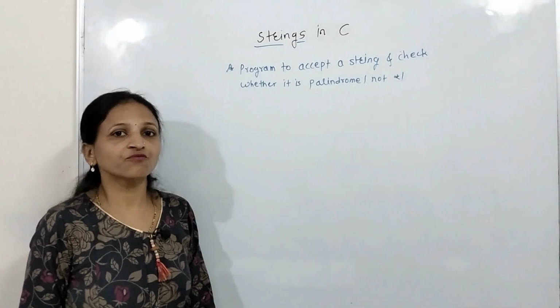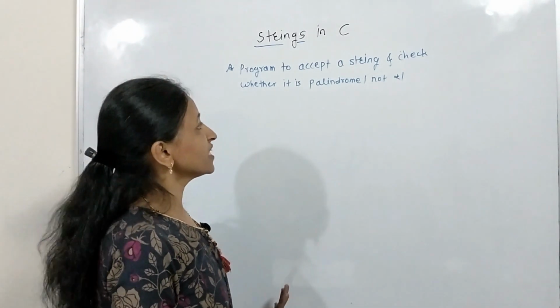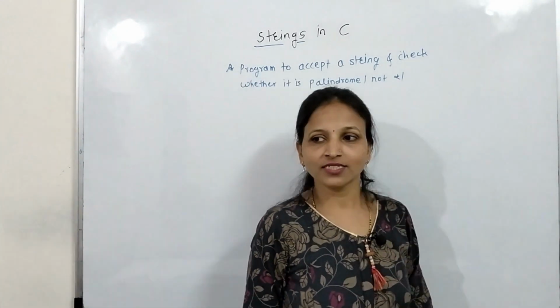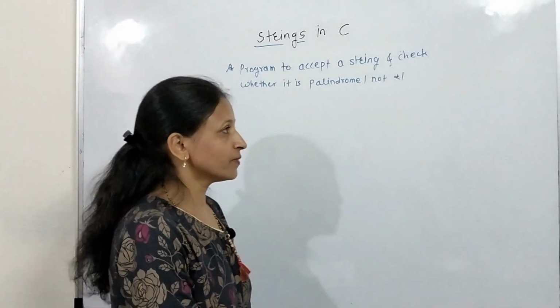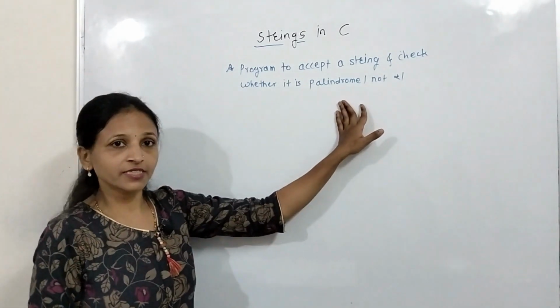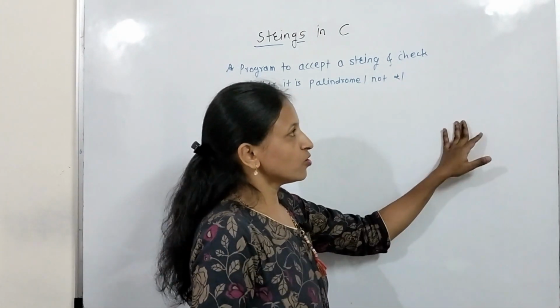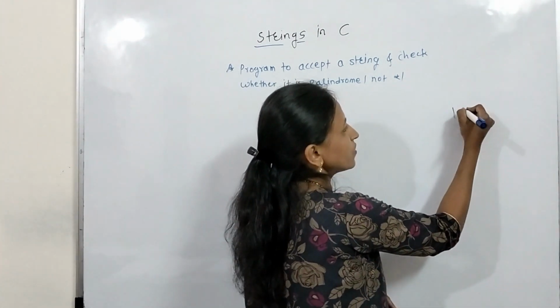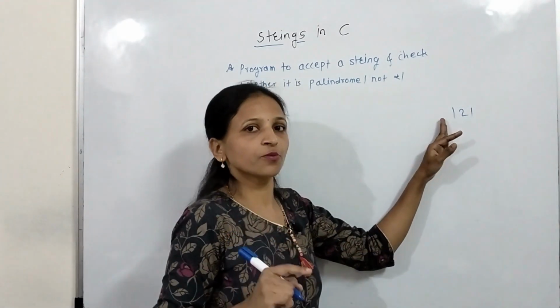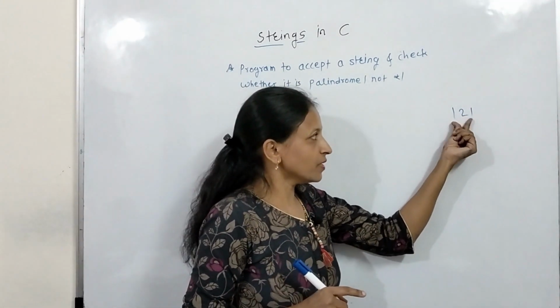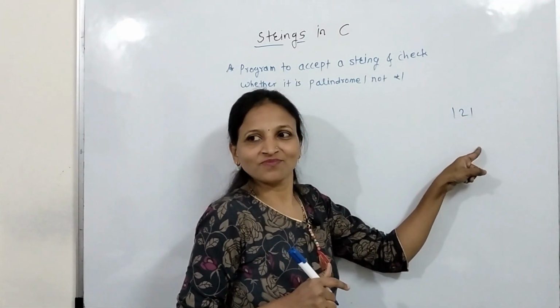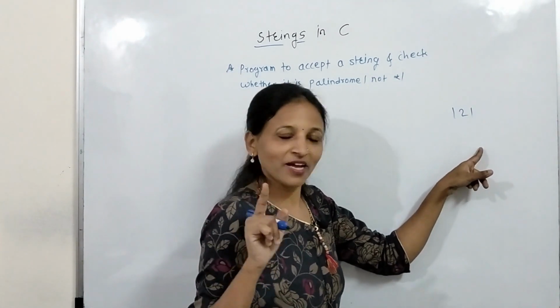Program to accept a string from user, and we have to check whether it is palindrome or not. What is the concept of palindrome? This is applicable for strings as well as numbers. Whether a number is palindrome or not means, let the number be 1 2 1, then this is a palindrome number. Why? Because the number and its reverse both are the same. Then you can say that the number is a palindrome number.